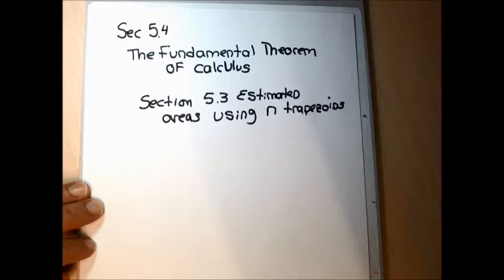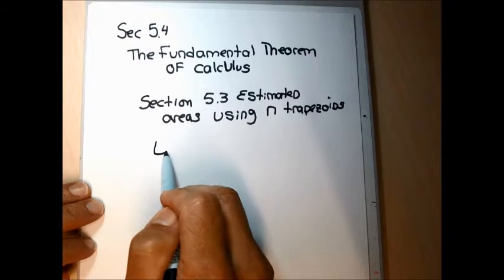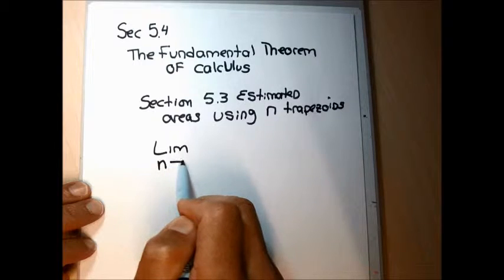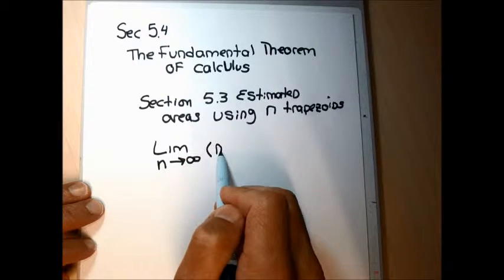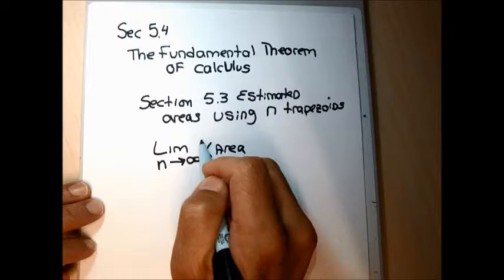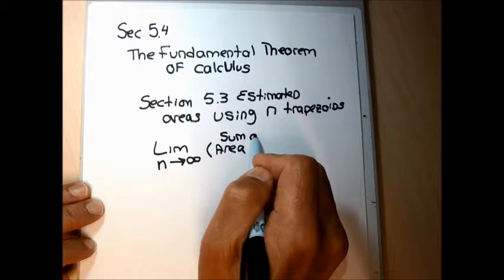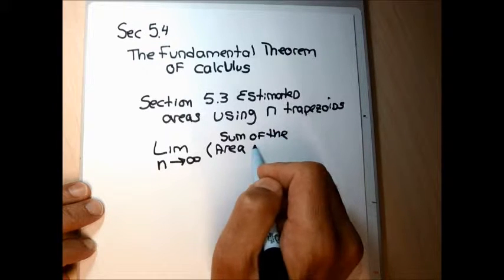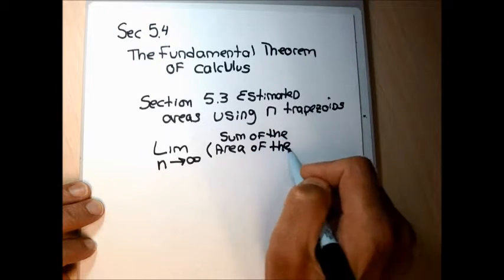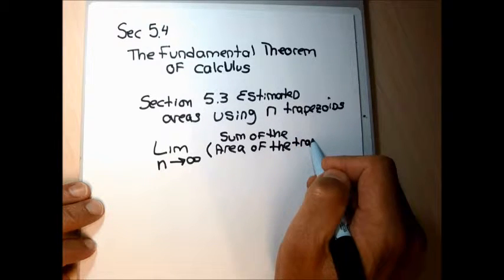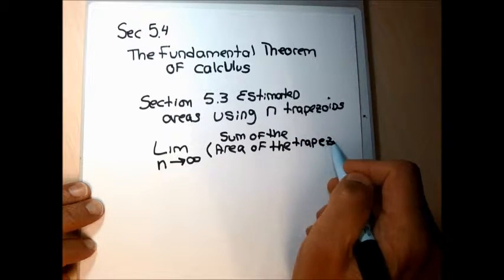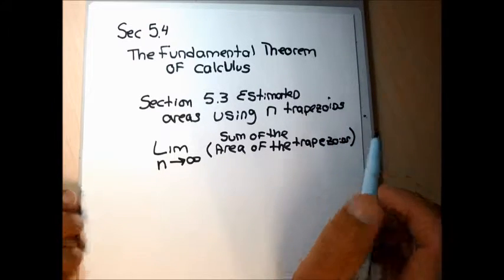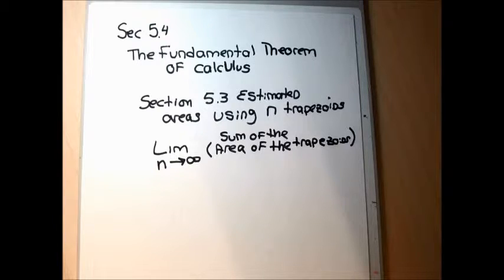And essentially what the fundamental theorem of calculus does is it takes the limit as the number of trapezoids goes to infinity of the sum of the area of the trapezoids. In more understandable terms, it basically says that if I can do infinitely many trapezoids and add up the area of each of the individual trapezoids, then I'm going to get an exact measurement of the area that I'm trying to find.